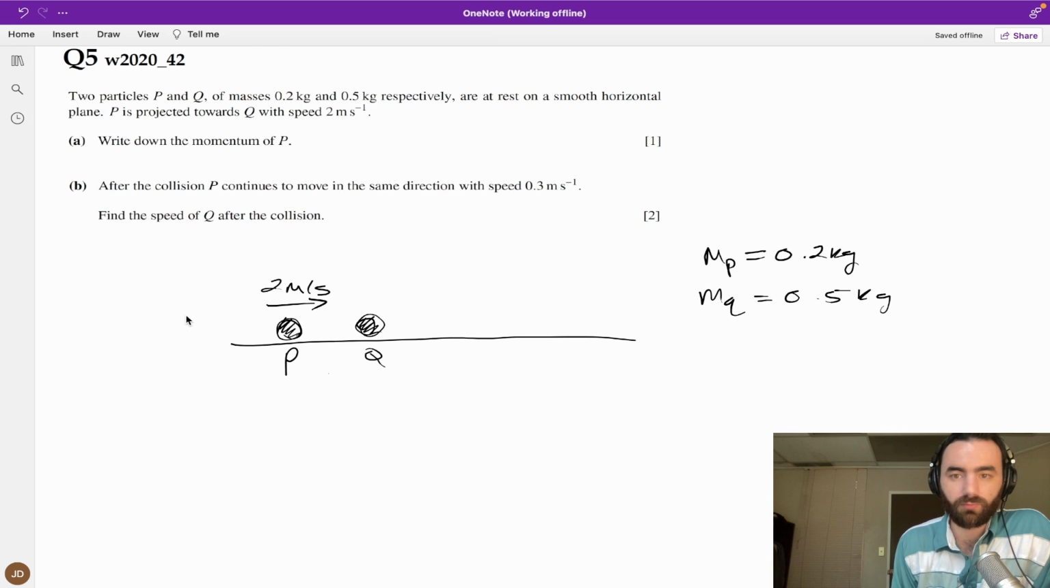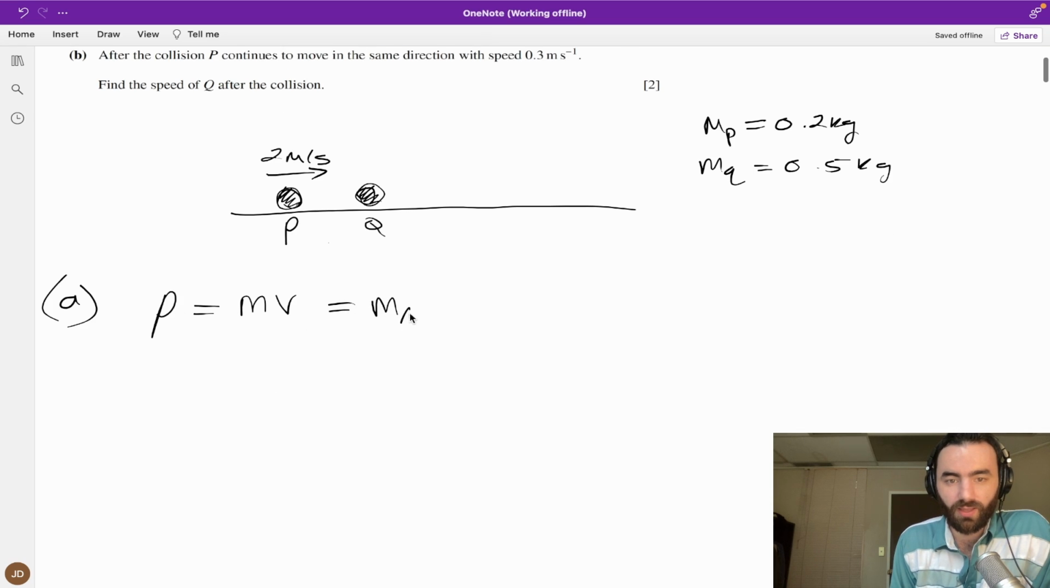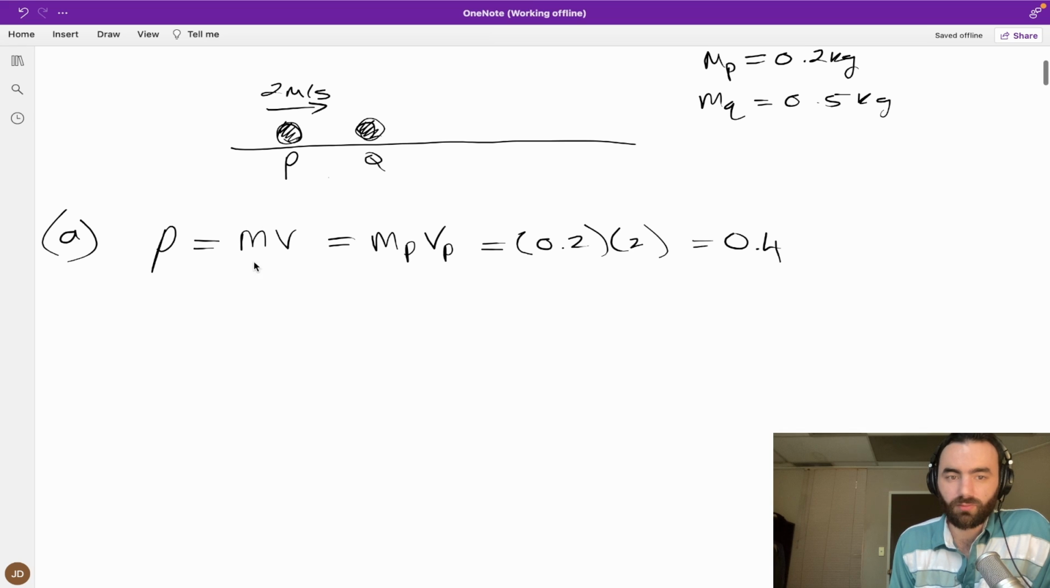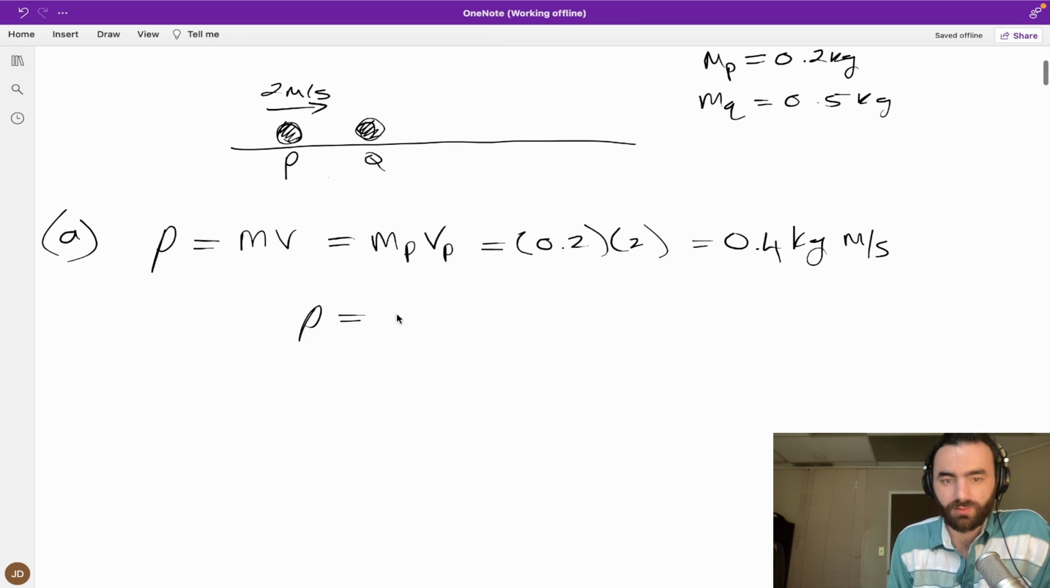Part A: write down the momentum for P. This is very easy. We can just substitute into the momentum formula. Momentum equals mass times velocity. In the case of P, this will be the mass of P times the velocity of P, which equals 0.2 times 2, which is 0.4. If you're ever unsure about the units, you can always write it in SI base units: kg for mass, times meters per second for velocity, so kg m/s. So the momentum of particle P is 0.4 kilogram meters per second.